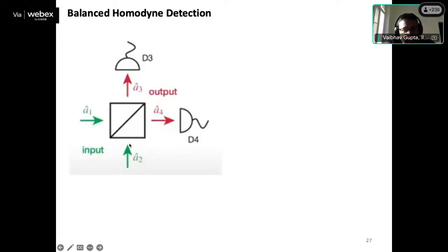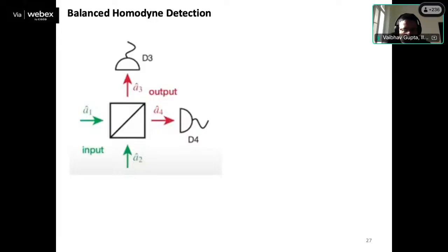So this light and this light will come and interfere, and then one light will go here, transmit plus reflect. So this will get transmitted, this will get reflected here, and on this one, this will get transmitted and this will get reflected. And then there will be interference here, and you get two ports, A3, A4, and then there are two detectors. This is the basic homodyne detection.